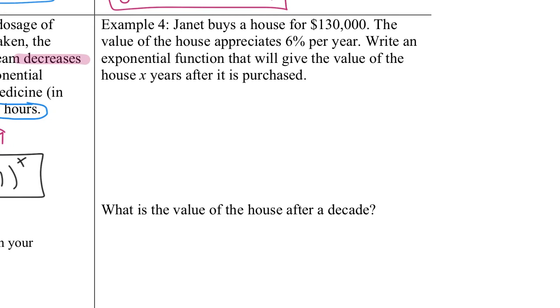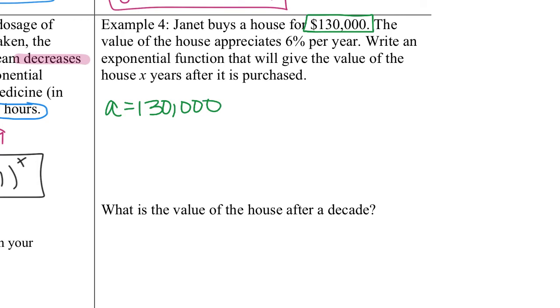Example 4. Jeanette buys a house for $130,000. The value of the house appreciates 6% per year. Write an exponential function that will give you the value of the house X years after it's purchased. So we need to find our initial. So the initial value of this house when it was bought was $130,000. That's how much we paid for this house.